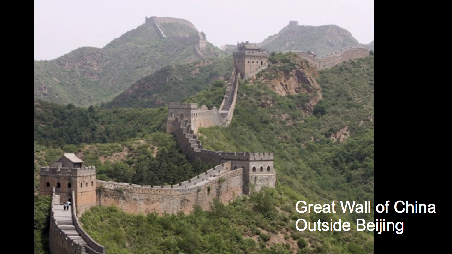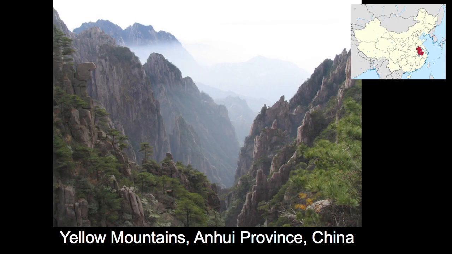And the Great Wall back in the day did go all the way to the coast, just north of what's now Beijing. You can also go see the Yellow Mountains in the Anhui province there in central China. And this place is absolutely fantastic. It looks like something out of a fairy tale.